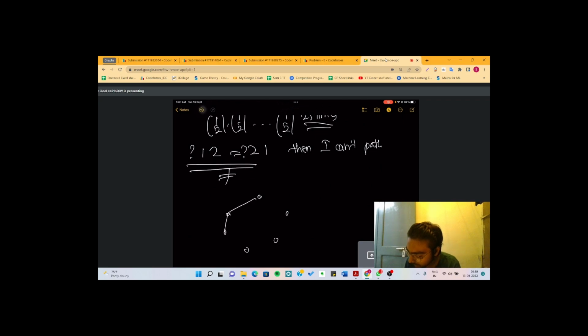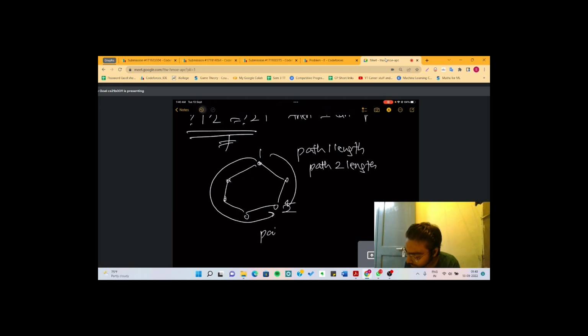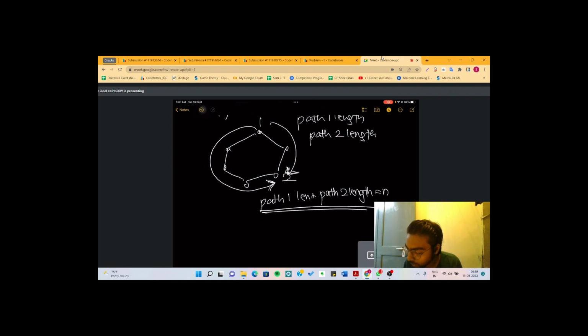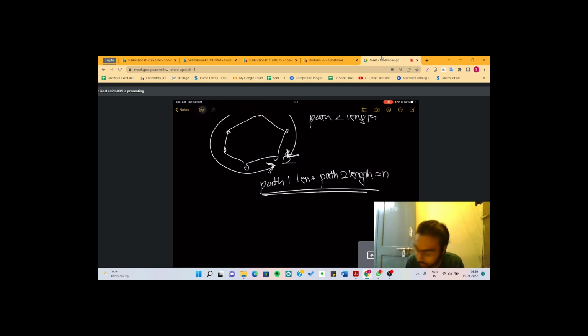Suppose this is my graph, and these are some random two vertices. So the path 1 length will be this length, and path 2 length would be this length. So path 1 length plus path 2 length is equal to n. We can see this for sure, right? The length of path 1 plus the length of the second path, these both add up to n. If they are not equal, we are sure; if they are equal, we are not sure. If they are equal, then it might be the case where this is the path length.